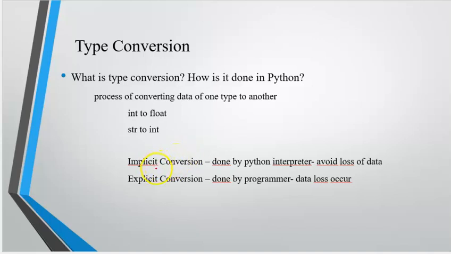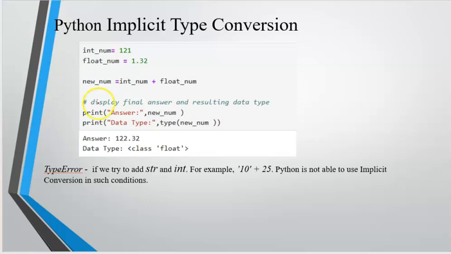One is implicit conversion, which is done by the Python interpreter. And the second one is explicit conversion, which is to be done by the user or the programmer. Implicit conversion is done by the Python interpreter and it avoids the loss of data. But in the case of explicit conversion, there can be some data loss occurring. Okay, so we can go into detail on the different types of type conversion.